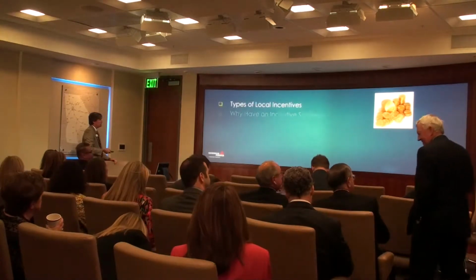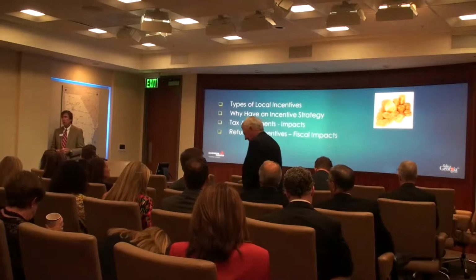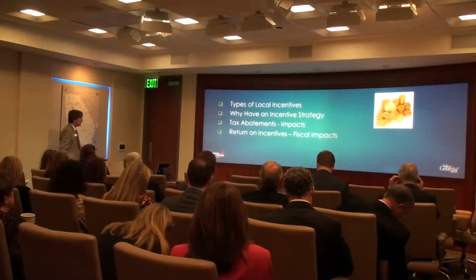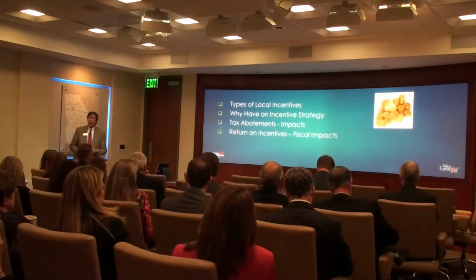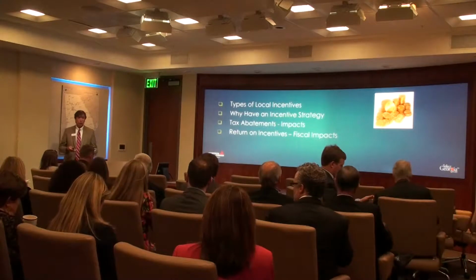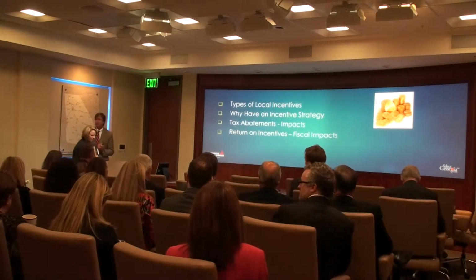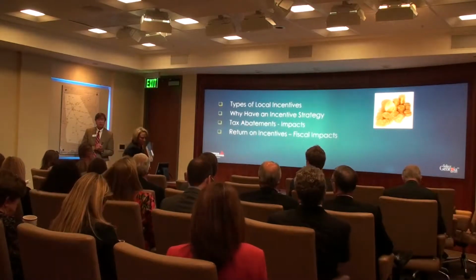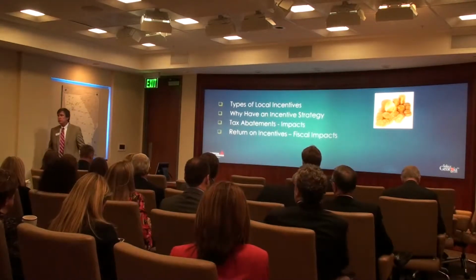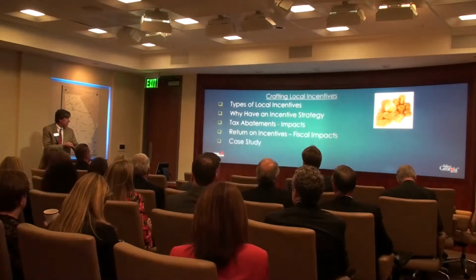All right, so what are we going to do today? We're going to talk about the different types of local incentives. Many of you use these in your project closings. We're going to talk about why it's important to have a strategy at the local level for incentives. We're going to talk about several examples of tax abatements and some considerations, some things you need to think about. And then we're going to talk about how you measure if you're getting a return on your incentives. And the last one is a case study.